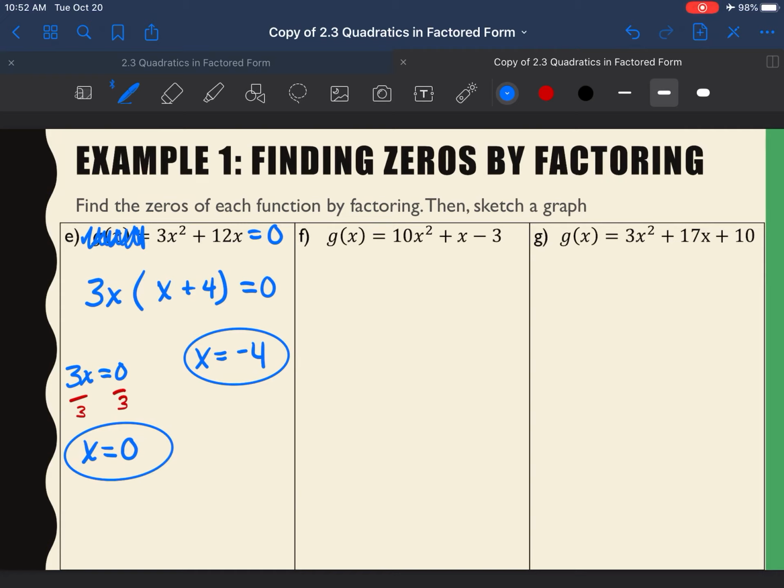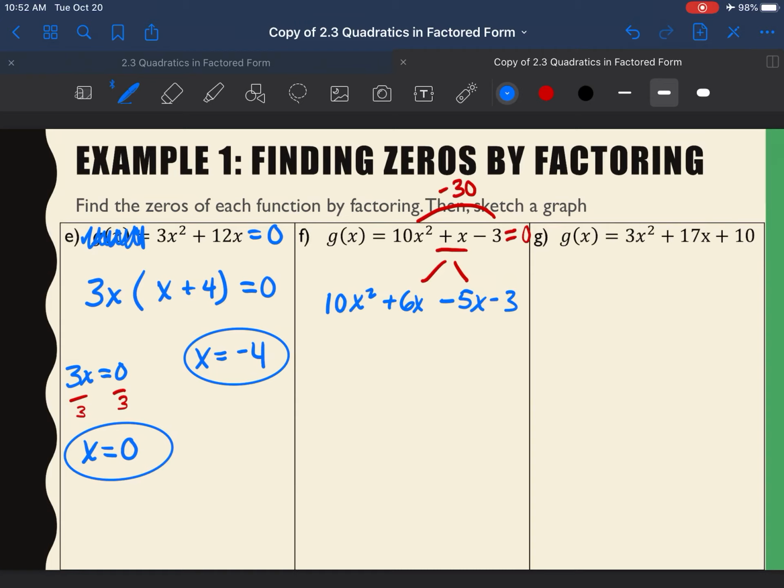The middle problem looks like I can't factor out a GCF, therefore I'm just going to set it equal to 0. And it looks like this one is decomposition. So I'm going to multiply 10 times negative 3. That'll give me negative 30. Now they have to add to give you a 1 that's in the middle. So it looks like a 6 and a 5 would work. So plus 6x and minus 5x. And bring down the minus 3 and bring down the 10x squared.